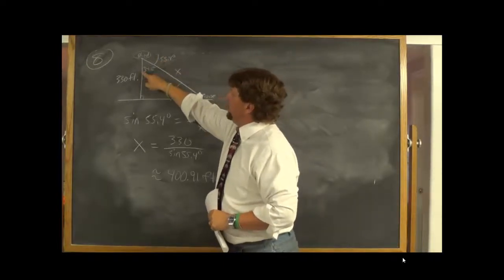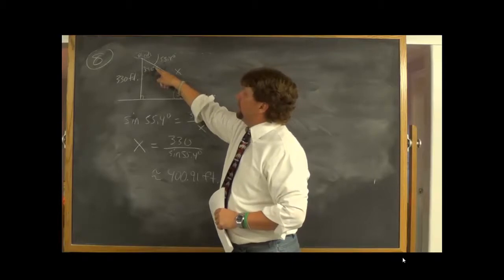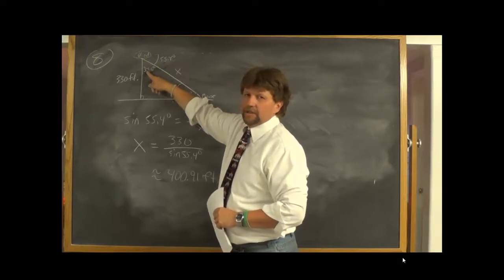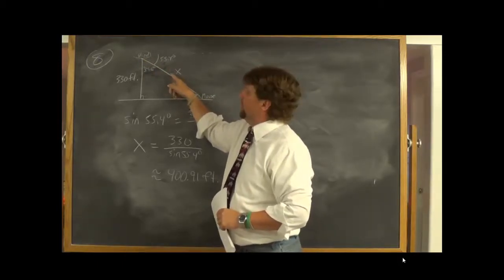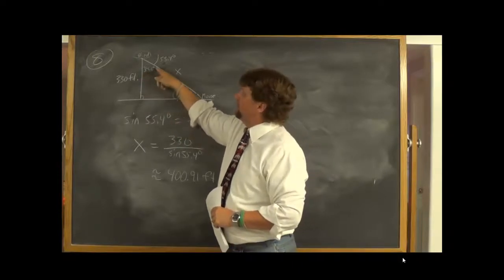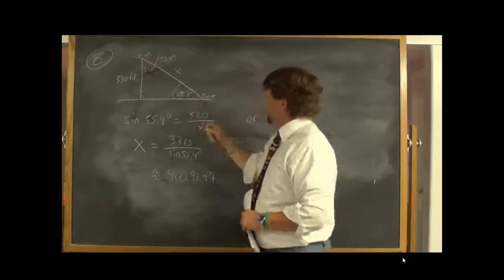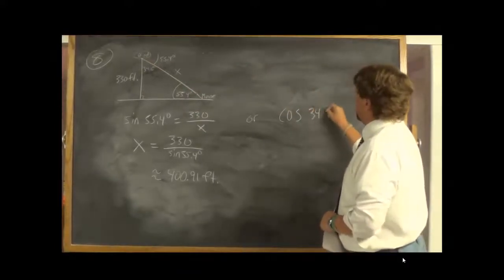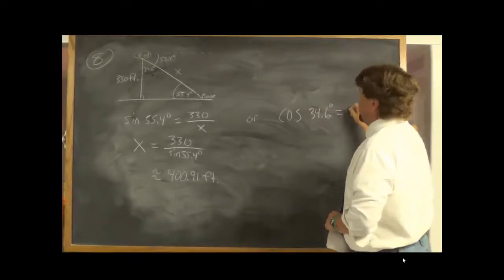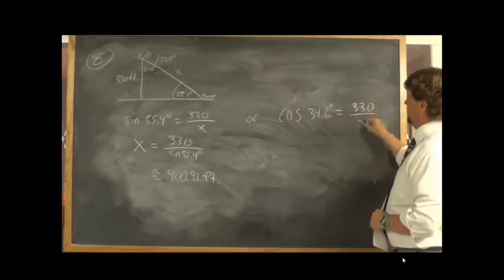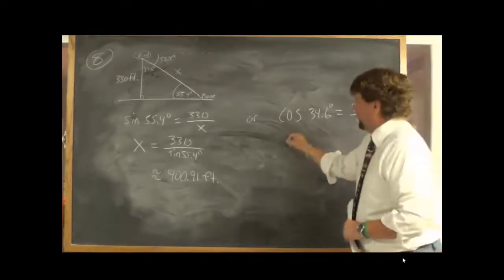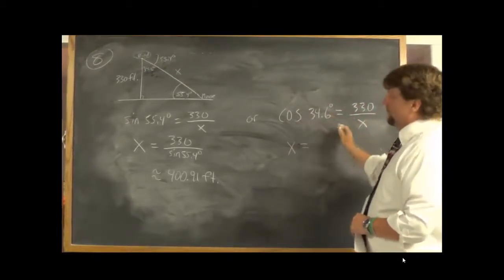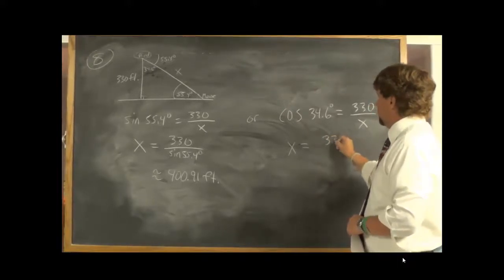Except for here, notice that this angle 34.6, you would then know the side 330, the side that's adjacent to 34.6. You're still trying to find the hypotenuse. So the trig function that relates angle, adjacent side, and hypotenuse would be cosine. So you could have done cosine of 34.6 degrees equals adjacent over hypotenuse. And again, it has similar solution steps. Multiply both sides by x, divide both sides by cosine 34.6 degrees.